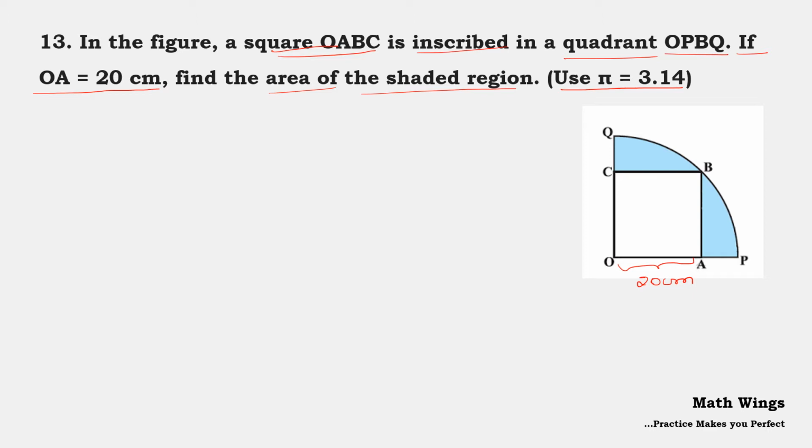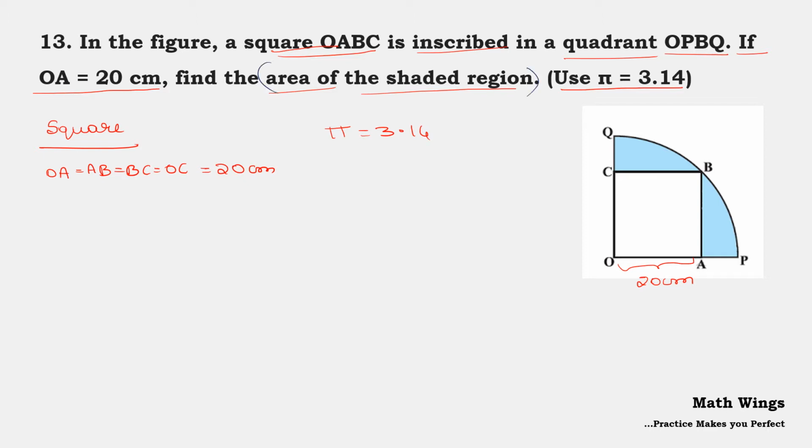First, let us list out what is given to us. In the square, the side of the square, that is OA, is equal to AB, which is equal to BC, which is equal to OC, that is equal to 20 centimeter. Next, what else have we been given? We have been given pi is equal to 3.14. Also, we are asked to find the area of the shaded region.